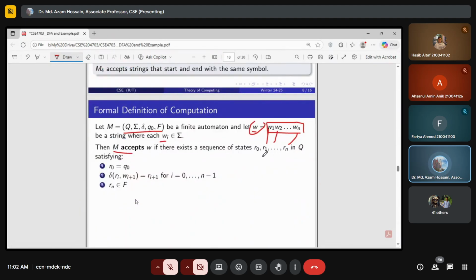Here is R0, R1. Here it may be Q1, Q2. In Q, satisfying that the first state is the initial state, and then from each state, you consume the next symbol, and you go to the next state, some other state. And if Rn, this is the final state, if it belongs to the set of final states, then that is called a complete computation.